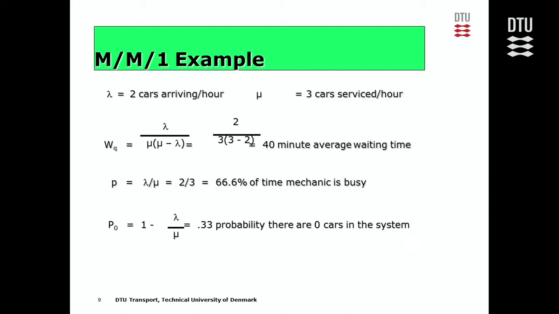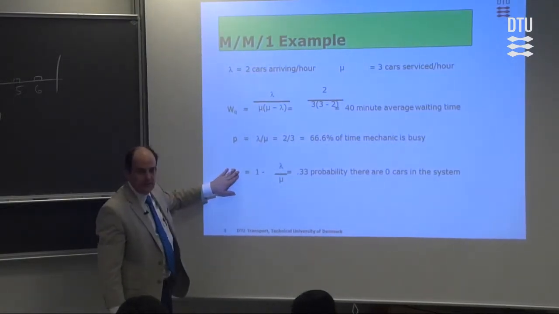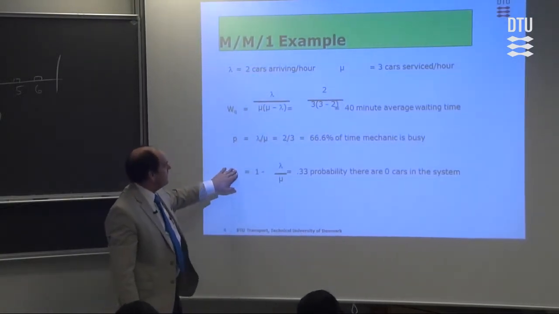So the first one is pretty straightforward. It's plug and chug in the formulas. We don't need to talk about that very long. Utilization here. And probability that the system's empty, right? So these are inverses of each other. These are the inverse of each other, right?